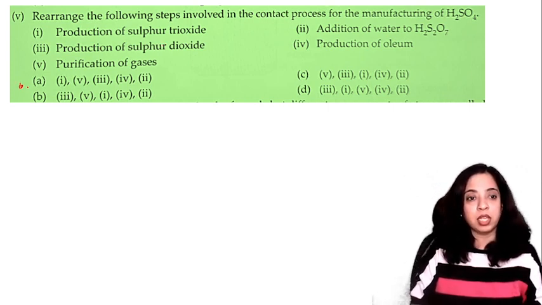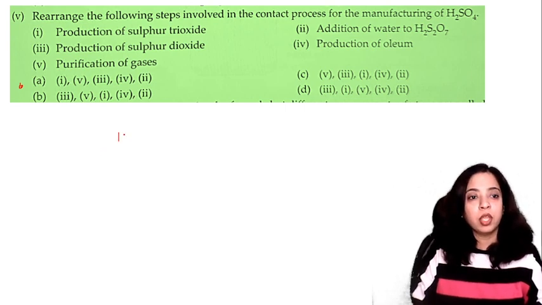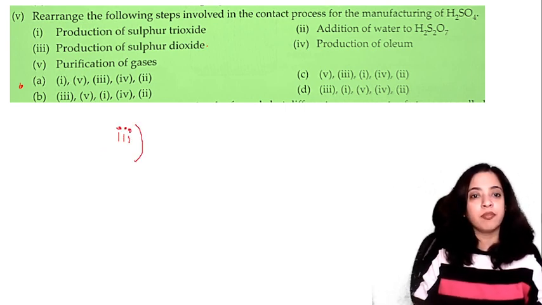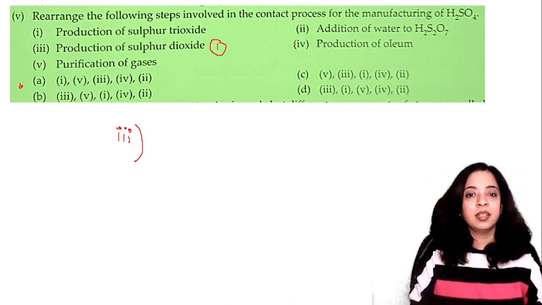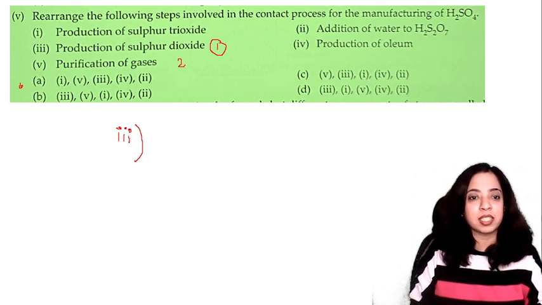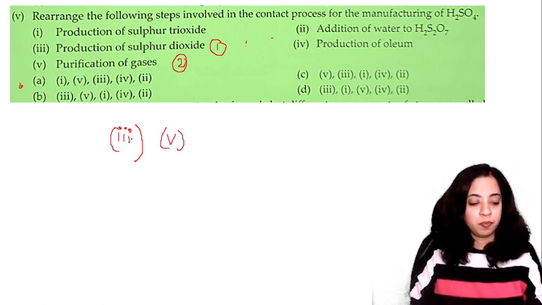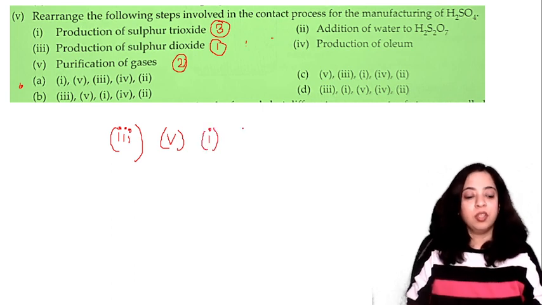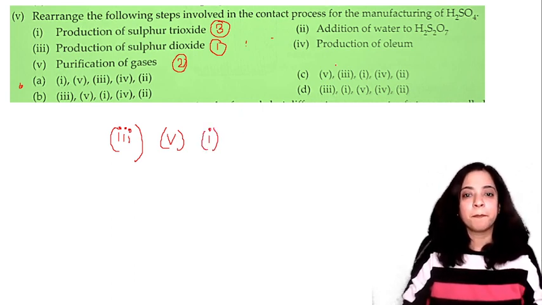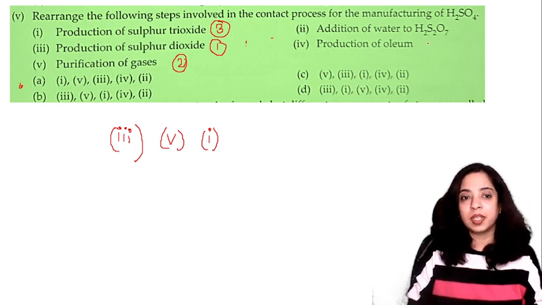So all of them we have to arrange properly. So let me tell you the answer for this one. First of all, you will do production of sulfur dioxide. This is the first step, isn't it? And then you purify the gases. This is the second step. Okay, and then production of sulfur trioxide, this is the third step. Then the fourth step is production of oleum, right?